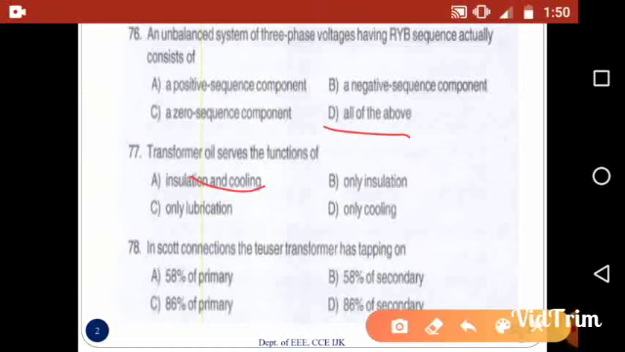Moving to the 78th question, in Scott connection, the teaser transformer has a tapping on. A Scott connection is used to convert a three-phase to two-phase or reverse, and it consists of two transformers. One is the main transformer and the other one is a teaser transformer. The main transformer has a tapping at 50% point and the teaser transformer has a tapping on 86% of the primary. So, the answer is C, 86% of primary.